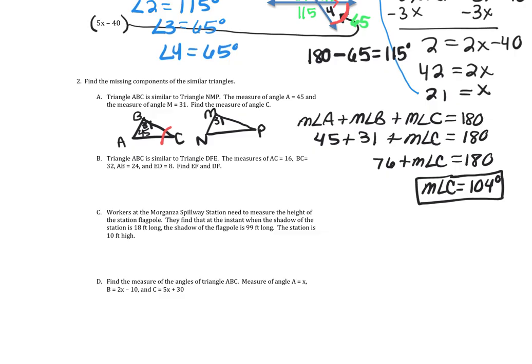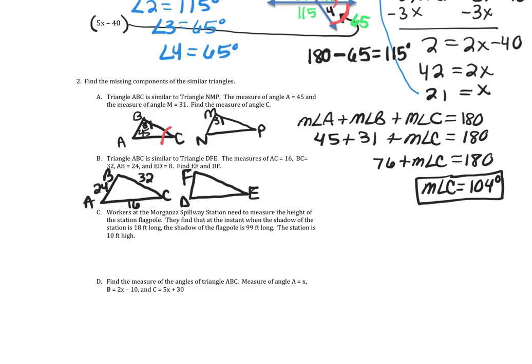All right, example B. So we've got triangle ABC again. Let's go ahead and draw out our triangle. It is similar to triangle D, F, E. Again, label your sides so that they are in order, your angles. D, F, E. The measure of AC is 16. A to C is 16 on the bottom. BC is 32 over here on the side. A to B is 24.